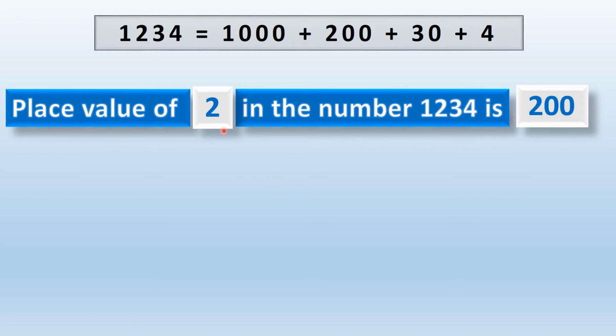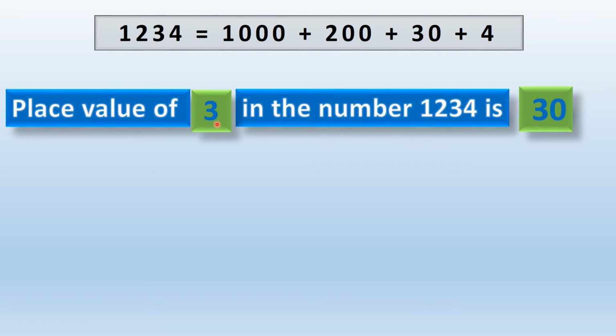Place value of 2 in the number 1234 is 200. So again, look at the expanded form of the given number. The digit 2 is here, which is in hundreds place, and the corresponding term in expanded form is 200. So therefore, looking at these two, you can write place value. Place value of 2 in the given number is 200.